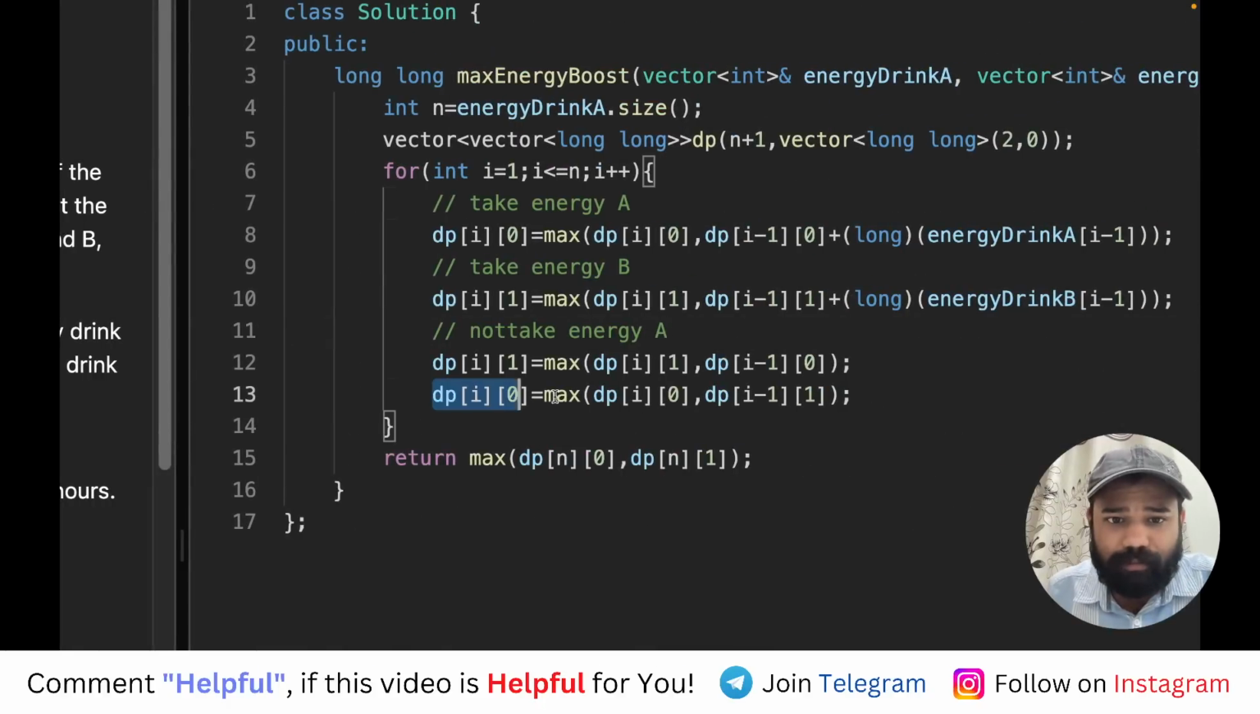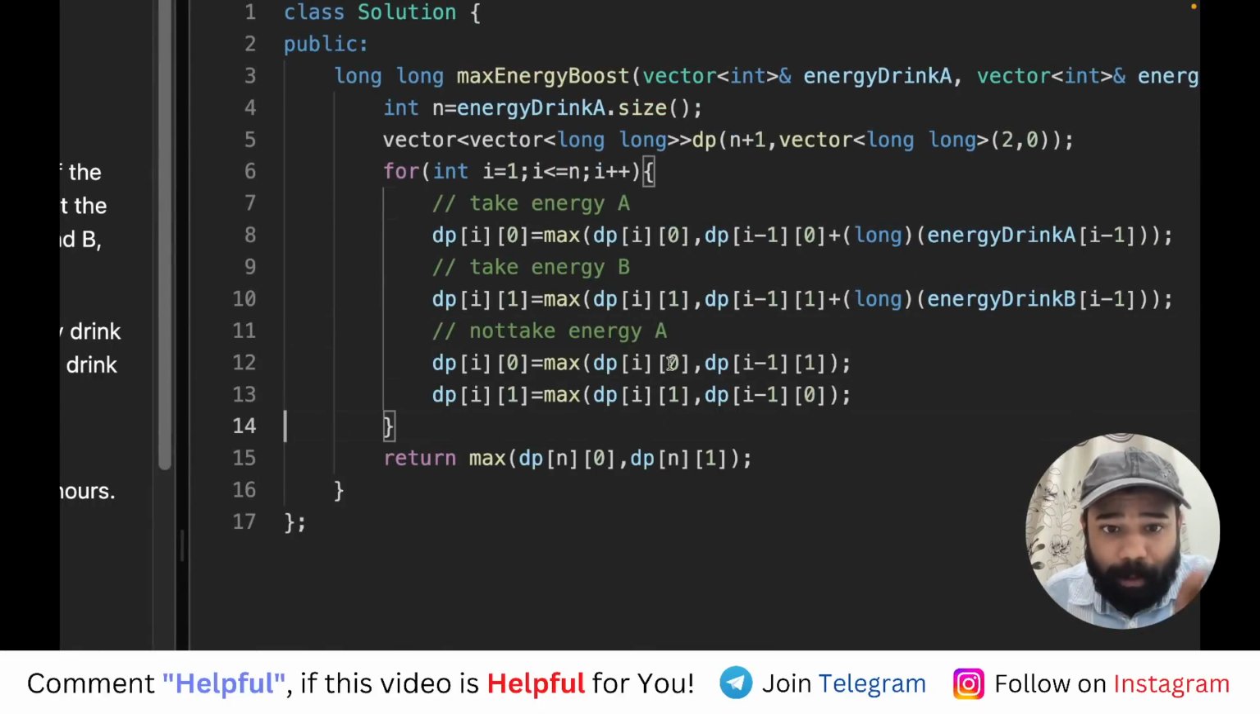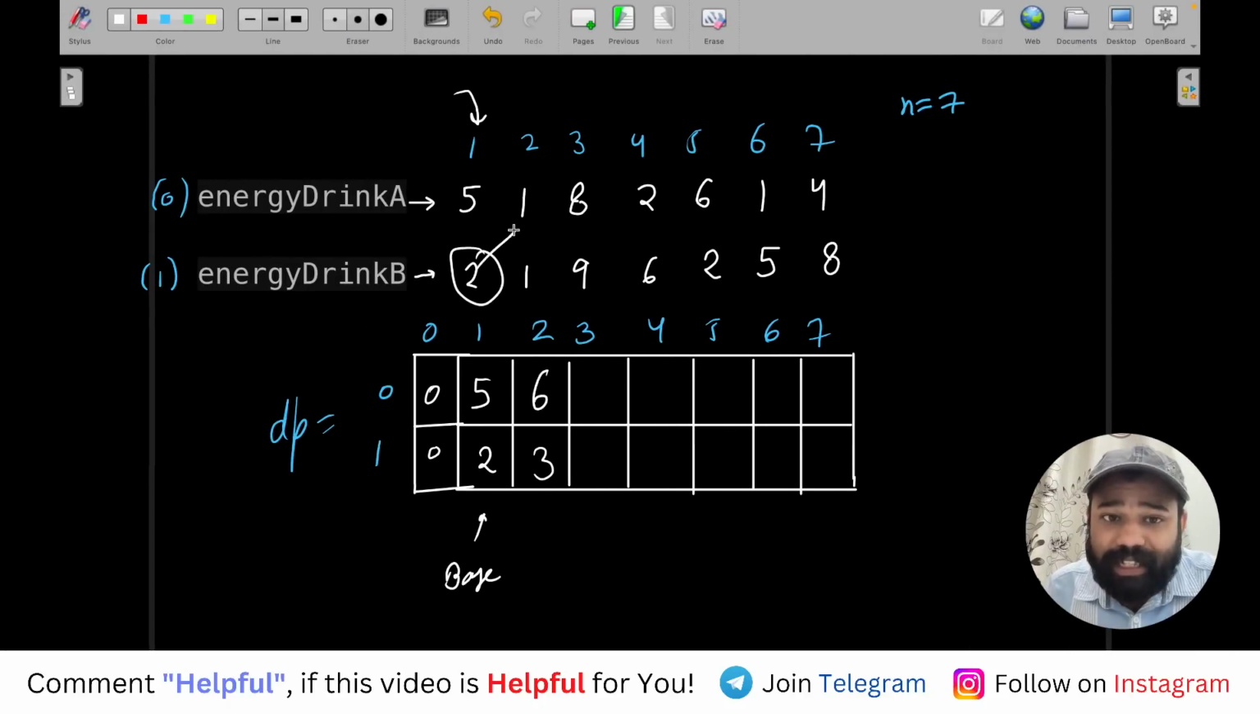So this is actually for A. Okay. So when I'm not taking this current energy A, that means you will see my dp of I0 value is dp of I minus 1, 1, not 0. dp of I minus 1, because I am coming from here. So this energy will be added, which is 2, and this 1 will not be added, it will be skipped.